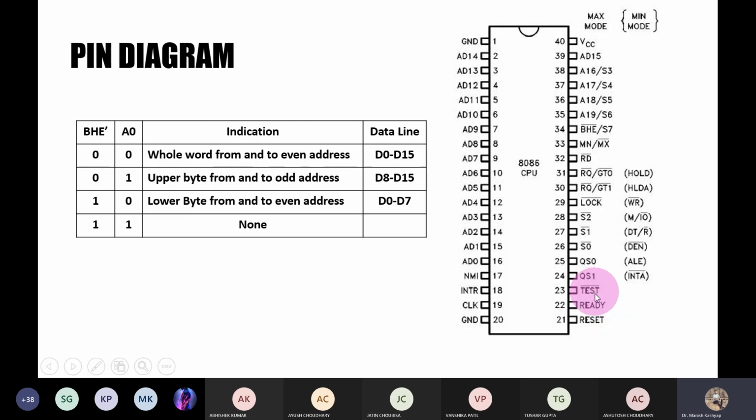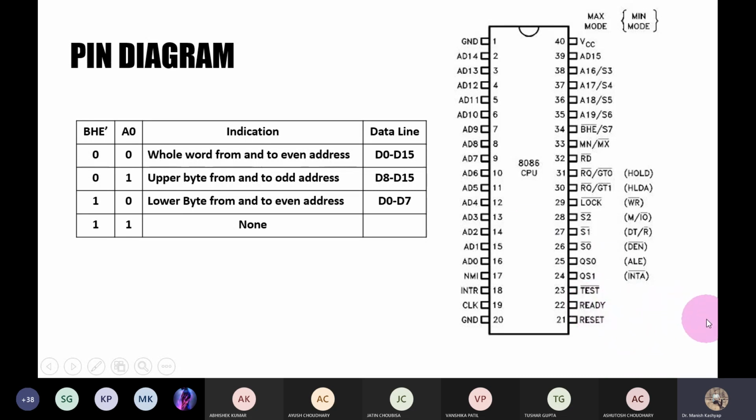Then there is this test pin and ready pin. Now this ready pin is actually used with a slower peripheral. If you have a slower peripheral with your microprocessor, it will not be able to work at the 5 megahertz speed, right? So whenever you want to synchronize a slower peripheral with this faster microprocessor, this ready pin will be used, and they both will do synchronization through that.